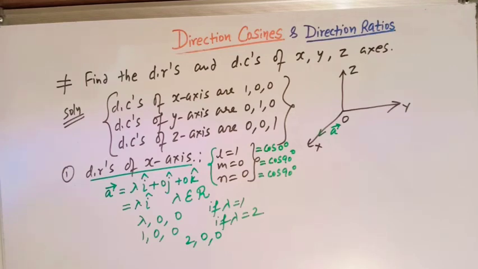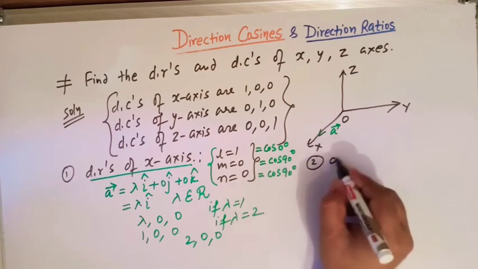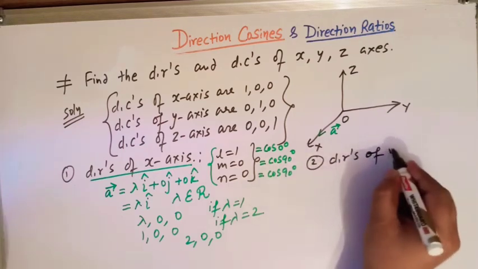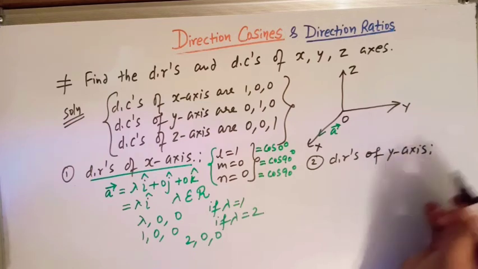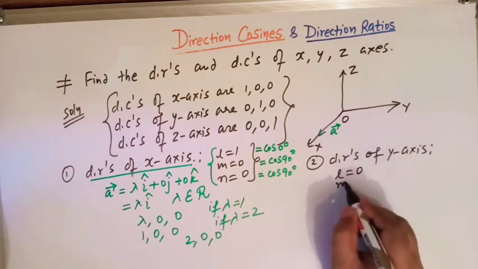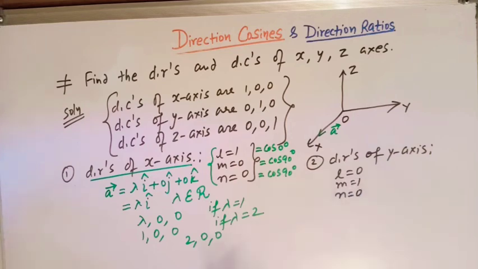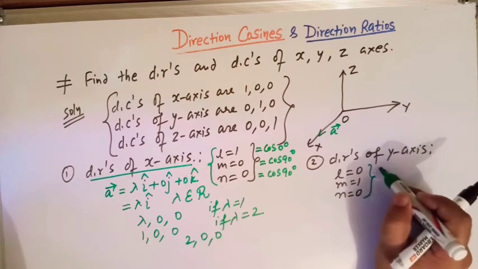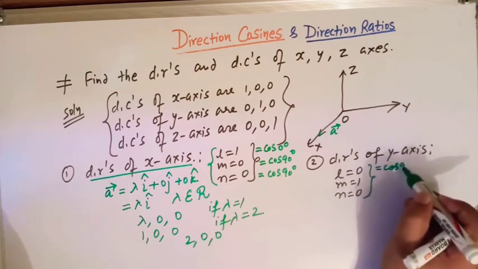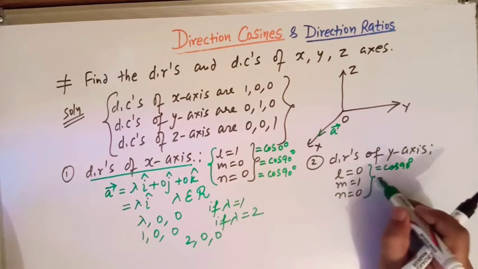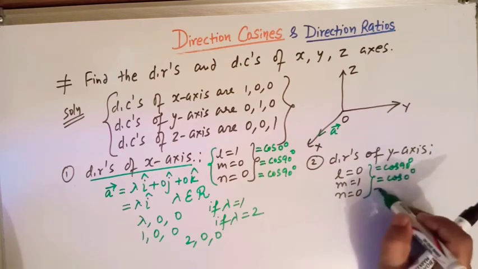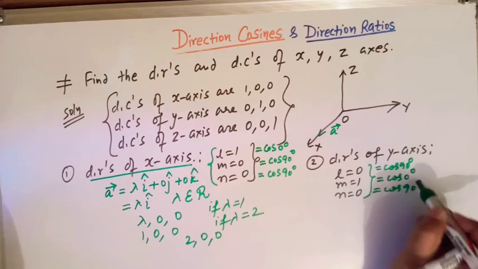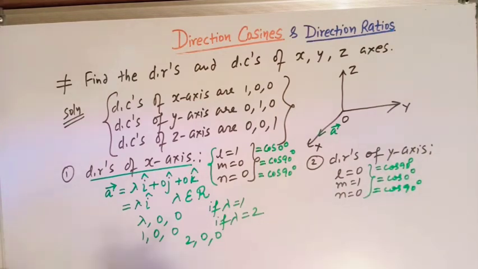Now similarly, for finding out the DRs of y-axis, we have l is 0, m is 1 and n is 0, right? And how? Because y-axis makes a 90-degree angle with x-axis and 0 degree with itself and 90 degree with z-axis, right? Now again we will follow the same explanation.